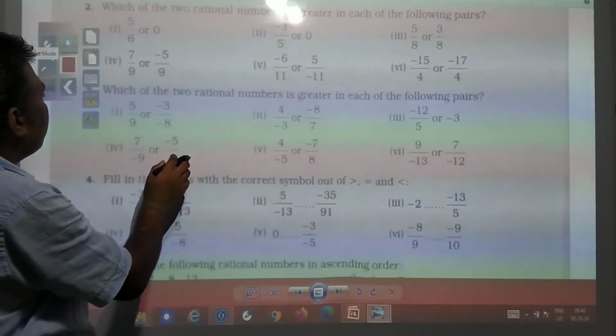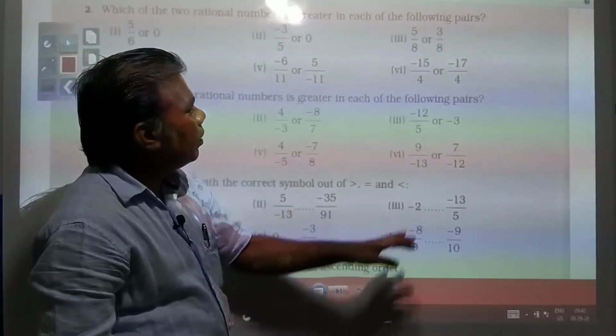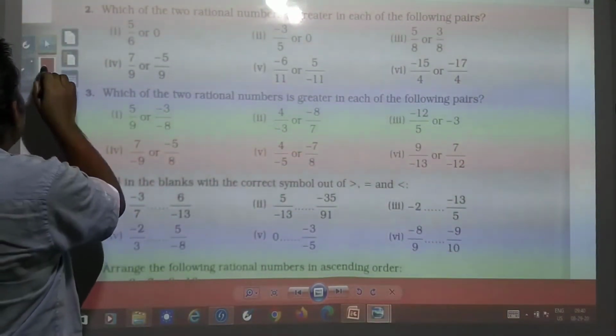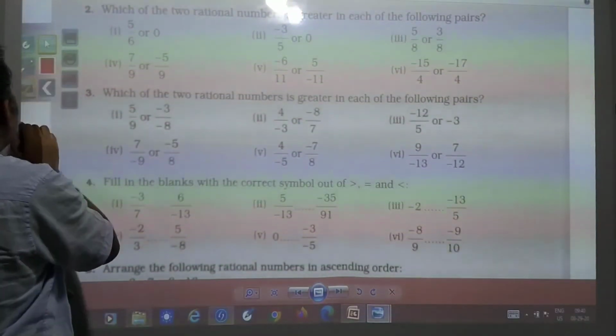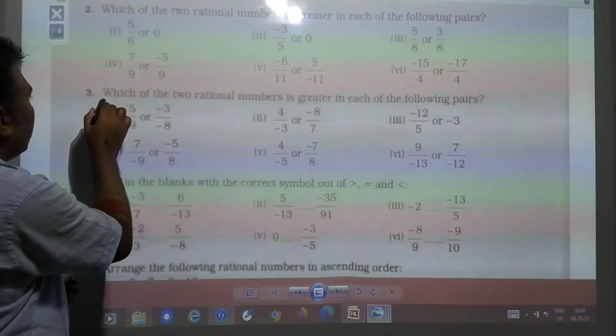Next you see, which of the following rational numbers is greater in each of the following pairs? Suppose you take the first question, and this is important. These questions, I hope you understand, but then also you see how it will be done.